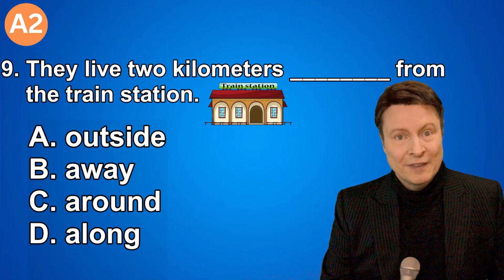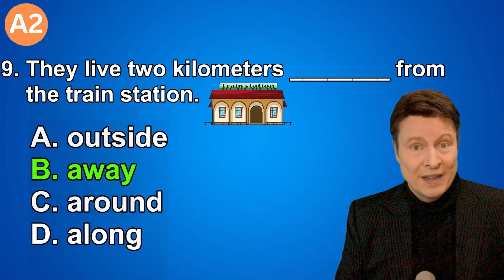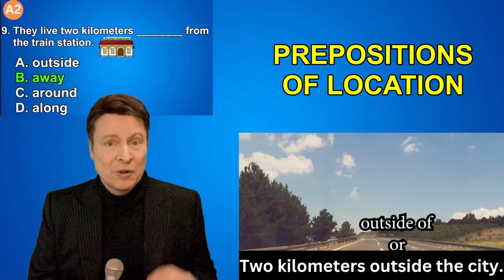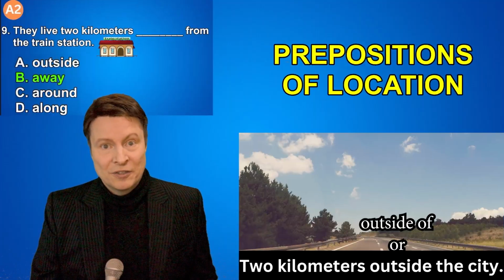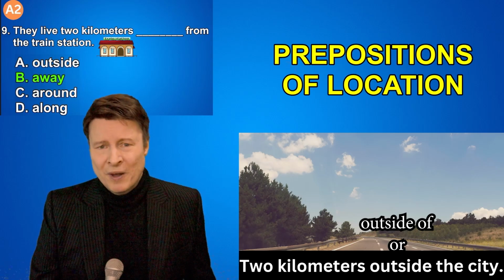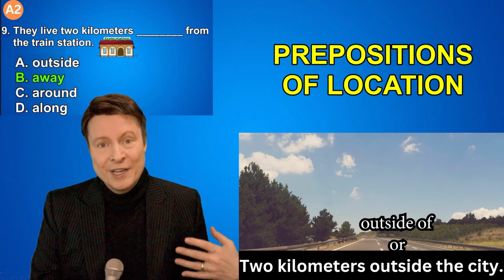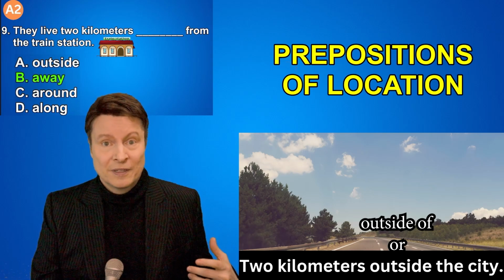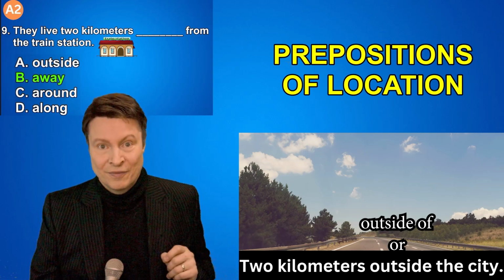If you thought that the answer was away, that is correct. So if you got that one right, it shows that you really studied your prepositions of location. Of course, it would be possible to use outside, but we need to say it in a different way. So we could say that I live 2 kilometers outside the city.